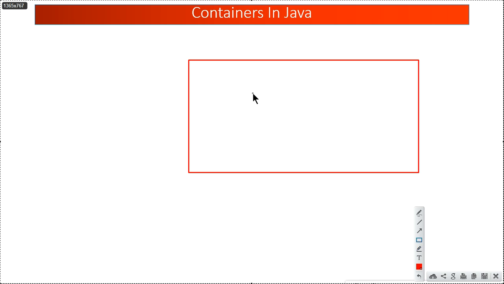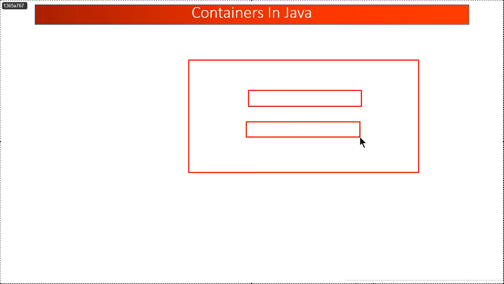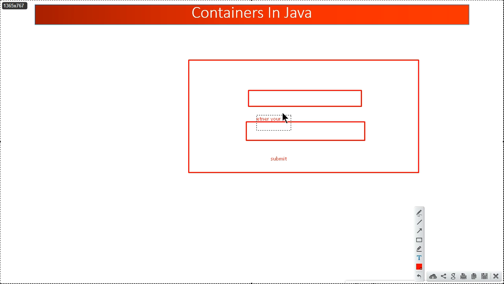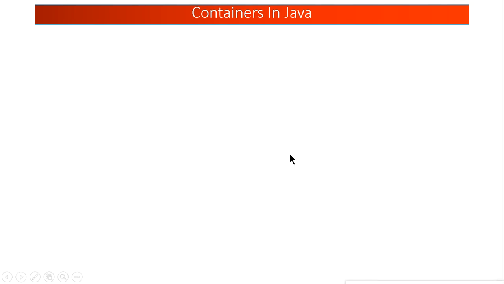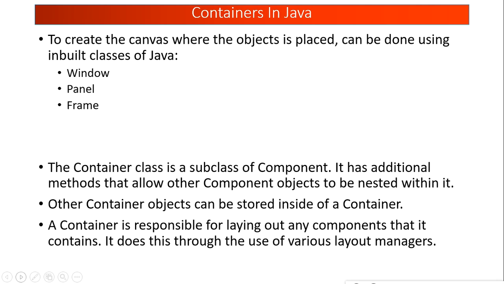Different objects, like for a login form you need an email ID box, then the password box, and then a submit button. Let's say a submit button is here. You want to give an informative message here like enter your password here, and a message here like enter your email ID here. If you want to create something like this, then you can use the containers of the Java language. Okay, so let's see what the containers are.